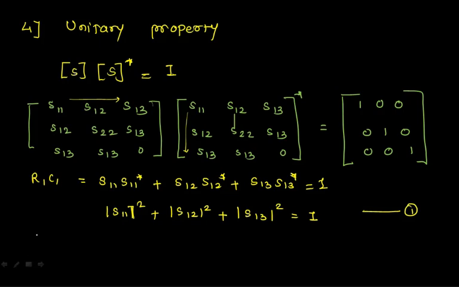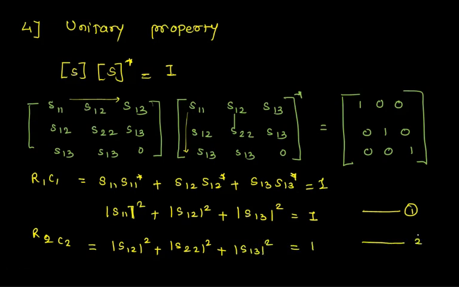Now the second, R2C2. If I calculate R2C2, the second row and the second column, similarly, it will give me the same kind of result. The second row gives mod S12 square plus mod S22 square plus mod S13 square is equal to 1. Let us give this equation as equation number 2. Okay, now I have got two equations over here. Let me remember these equations first. All the terms are the same: 1 1, here 1 2, here 1 2, here 2 2, here 1 3, 1 3. Okay, so equations 1 and 2.